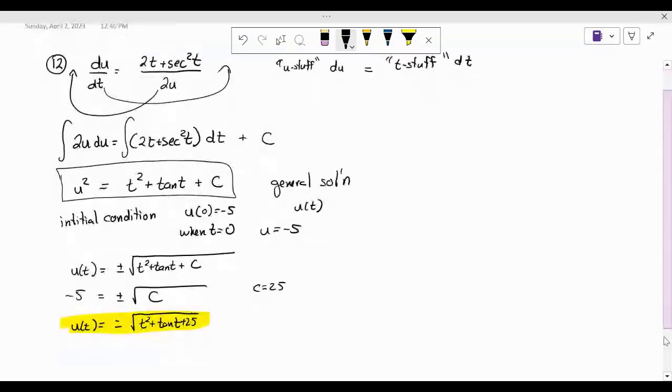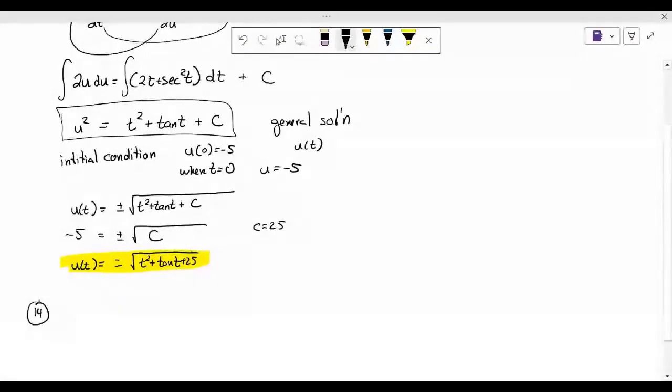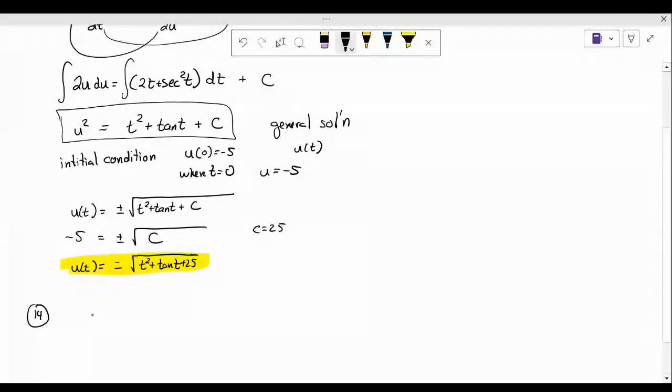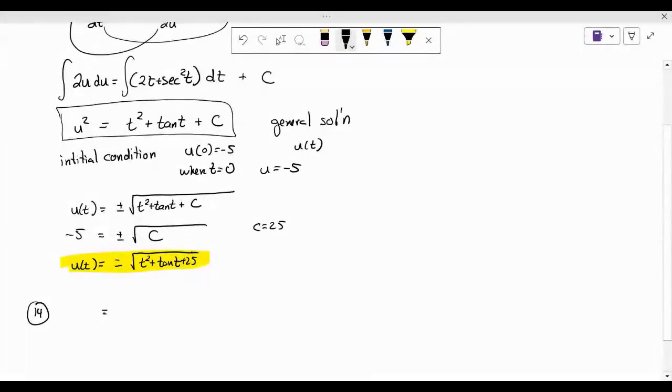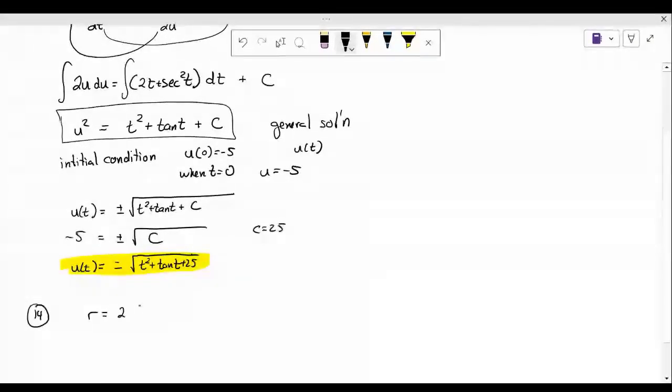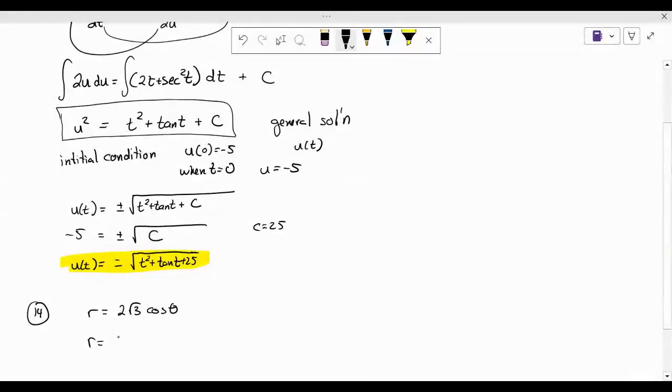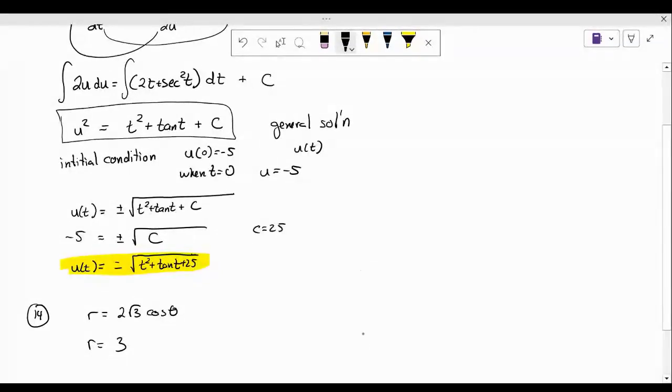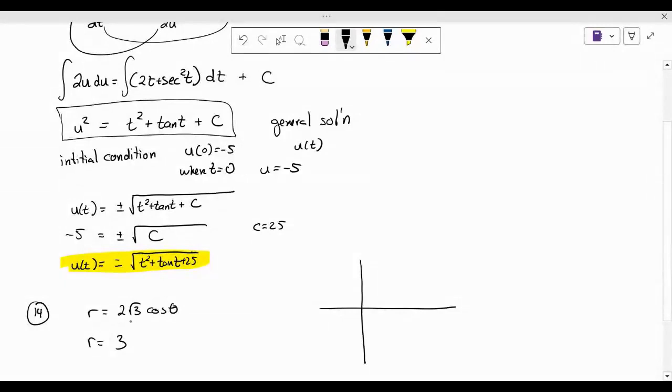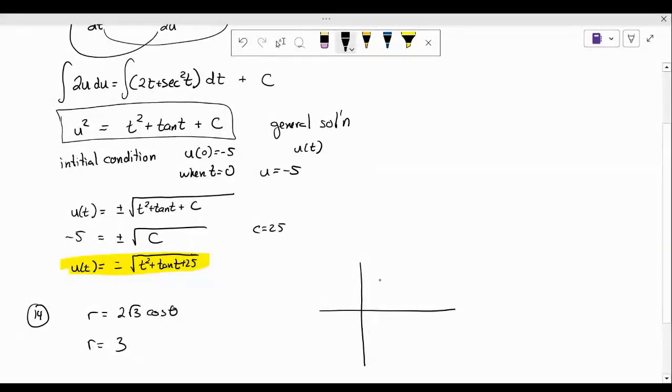All right, so we have two curves. This is number 14. That's way too similar there. So let's do this. R is two times square root of 3 cosine theta. On the other hand, R is 3. So this would be a circle.